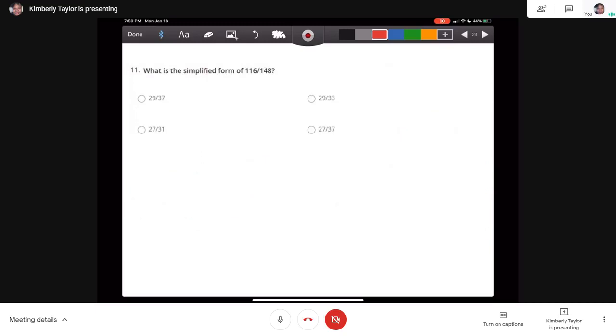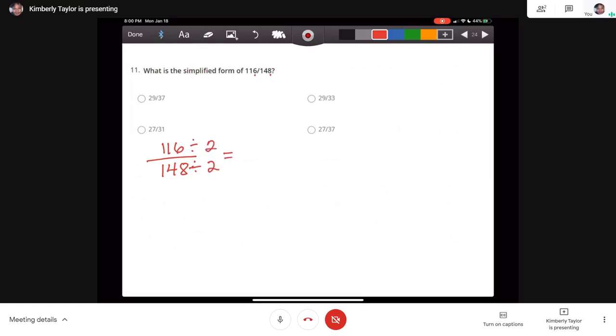What is the simplified form of 116 over 148? So this is just, I know back in the day we used to say reduce the fraction, but they like to say simplify now. So 116 over 148. So this one here, if you're not sure what number goes into both, you can always start with 2 because they both end in an even number. So start with 2, start simple.